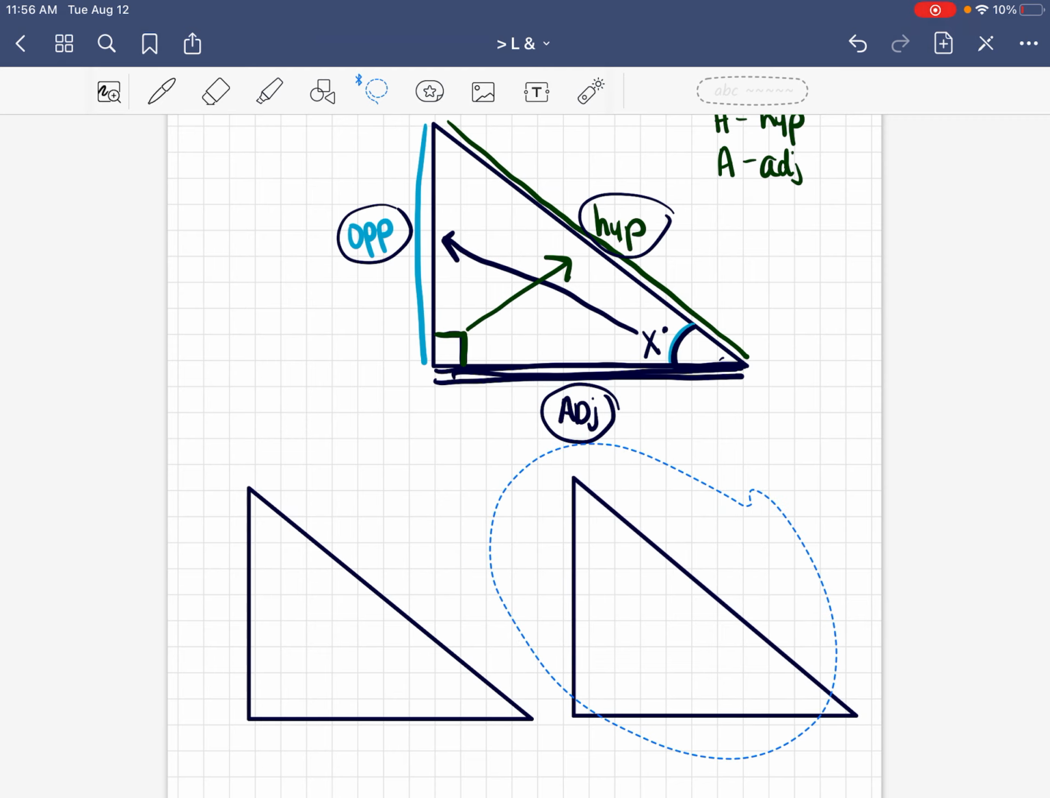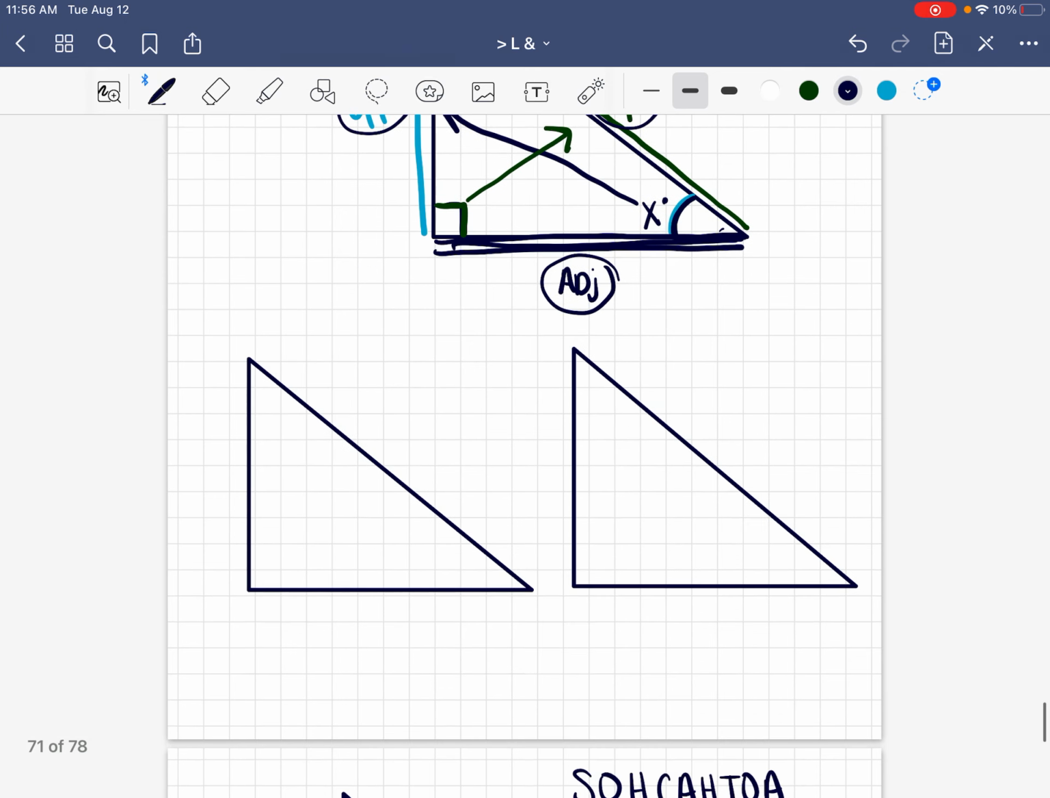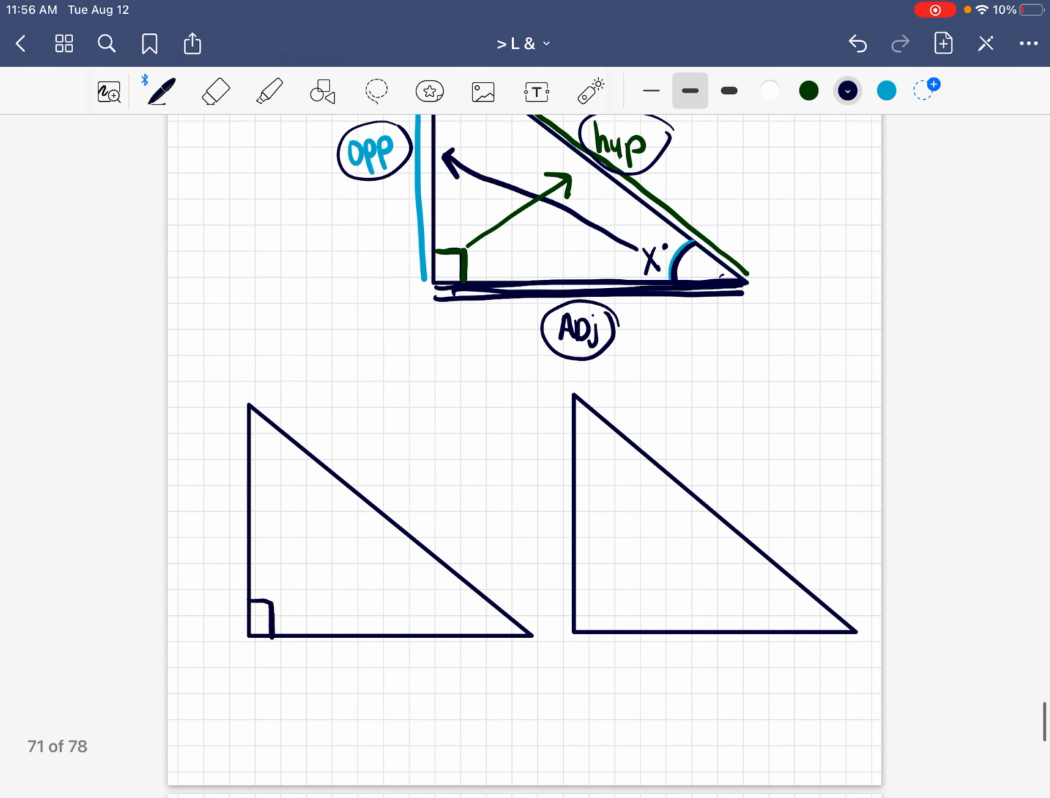So let me just do that. Okay, so let's start with this first example. I'm going to go ahead and make a right triangle, and I'm going to say that this is going to be the angle again. Okay, so now I just have to identify the opposite, the hypotenuse, and the adjacent.